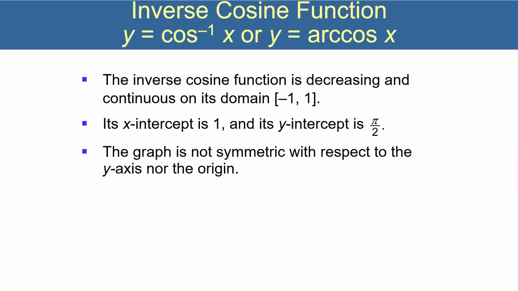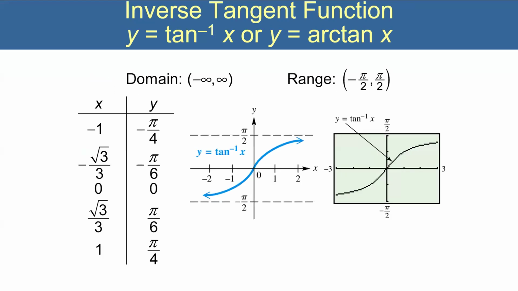The graph is not symmetrical with respect to the y-axis nor the origin. There's no symmetry in cosine. So those are the 3 things you should have been able to analyze from looking at that graph. Questions, comments, or concerns about inverse cosine? All right. Up next is inverse tan.